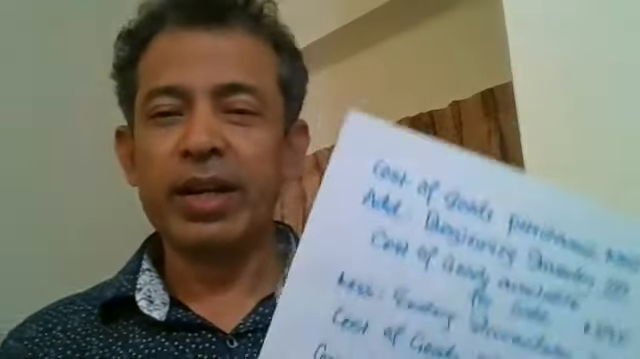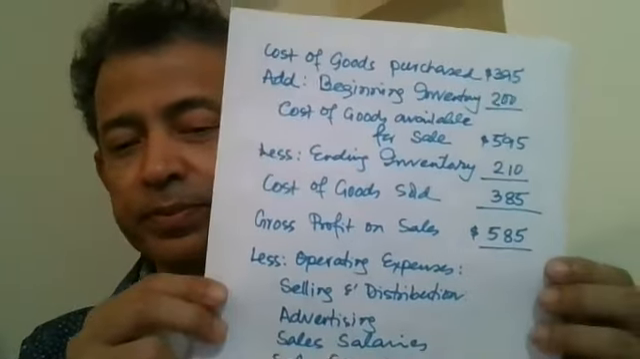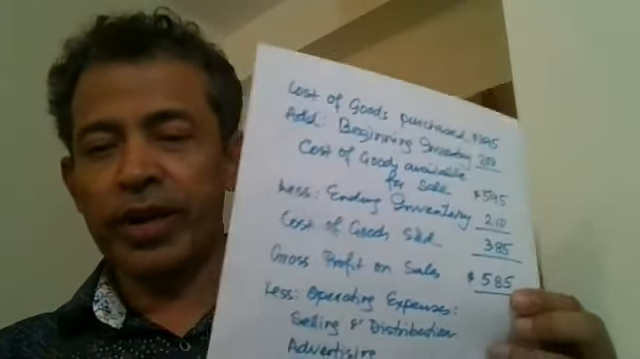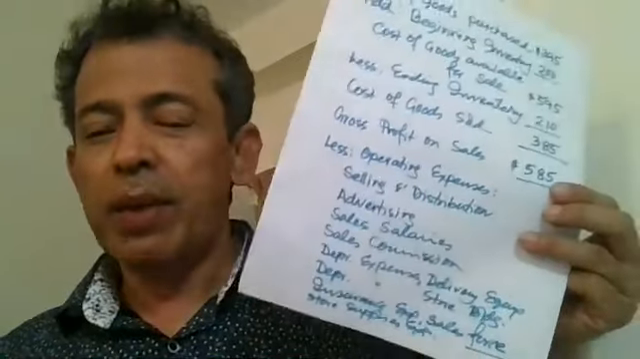This company has a very good gross profit rate, doesn't it? $1,000 of sales and gross profit of nearly $590, $580, so almost 59% gross margin. All right, so from gross profit, we have to now subtract the operating expenses.